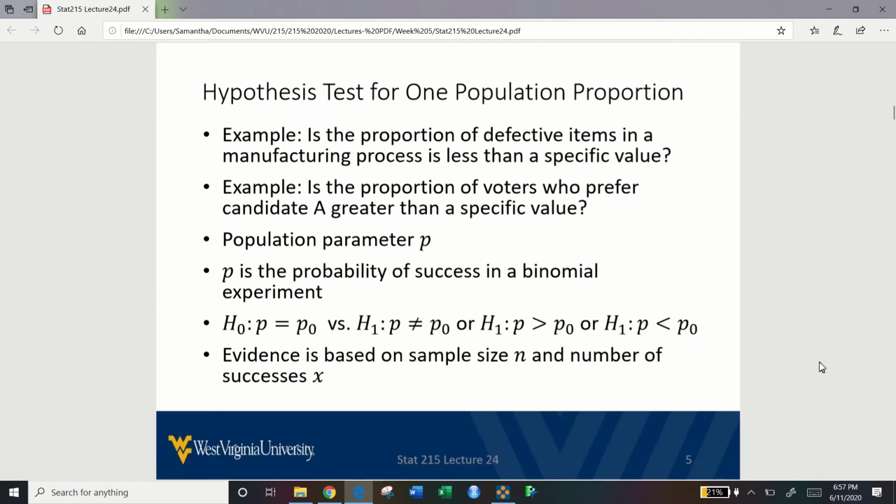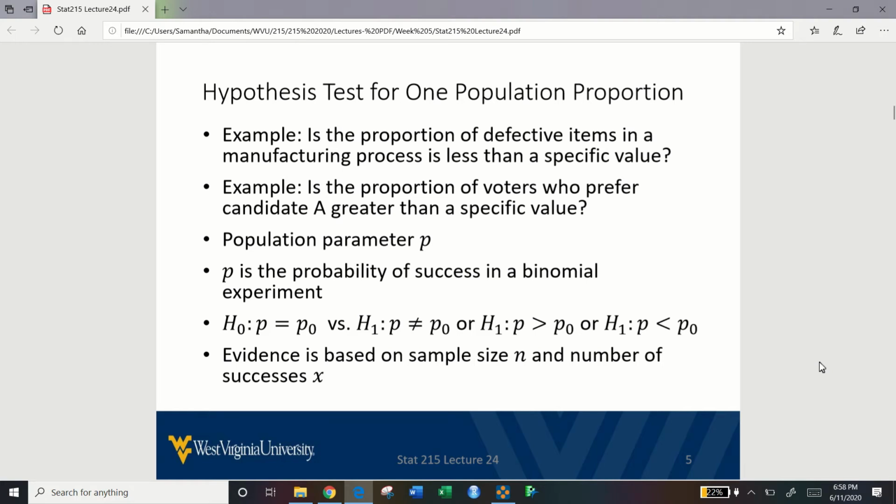Let's begin by looking at a hypothesis test for one population proportion. An example of this is the proportion of defective items in a manufacturing process is less than a specified value. A second example is the proportion of voters who prefer candidate A greater than a specified value. As we are working with population proportion, you can imagine that the parameter of interest is going to be P, where P is the probability of success in a binomial experiment.